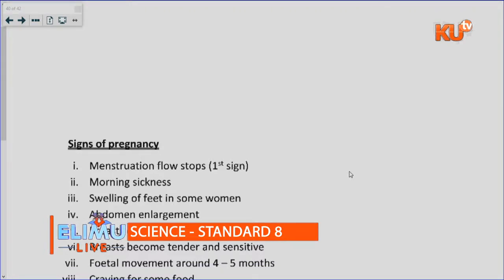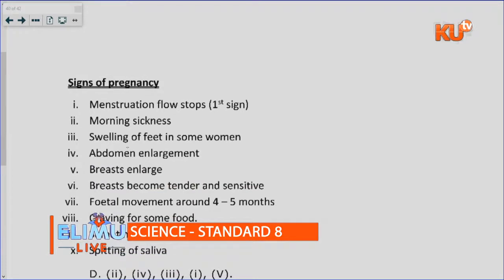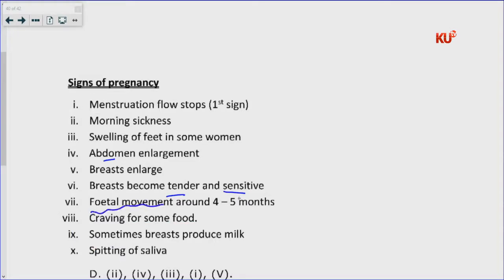We have swelling of feet in some women. This swelling of feet is called oedema. We have abdominal enlargement, or the abdomen enlarges. The breasts enlarge, become big, and apart from becoming big, they become tender and very sensitive. Then we have fetal movement, which is felt around 4 to 5 months. Craving for specific foods. Women during this process crave some specific foods. Then we have spitting of saliva, and on some occasions the breast produces milk.